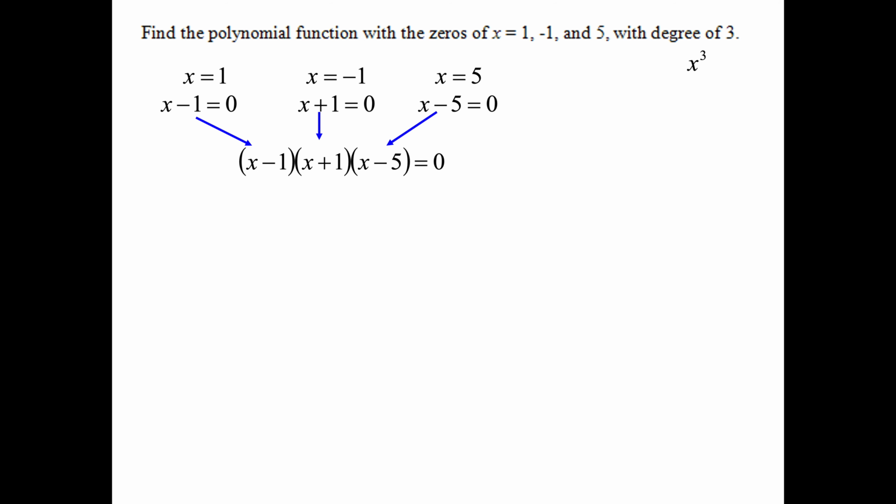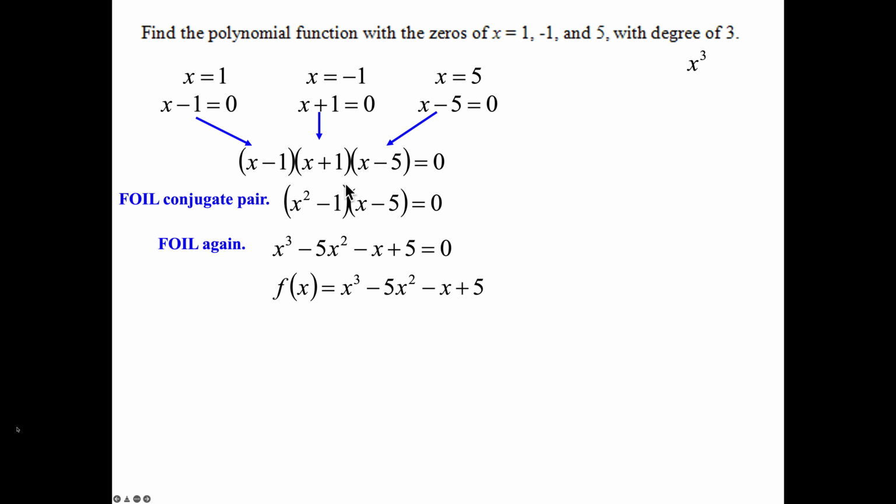Now when we do our first FOILing process here, I'm going to go with the first two here, because this is what we call a conjugate pair. You can see that if you FOIL this out, you're going to get a positive 1x and a negative 1x in the middle, and they'll cancel each other out. So this is going to be x squared minus 1. Now FOIL these two binomials together.